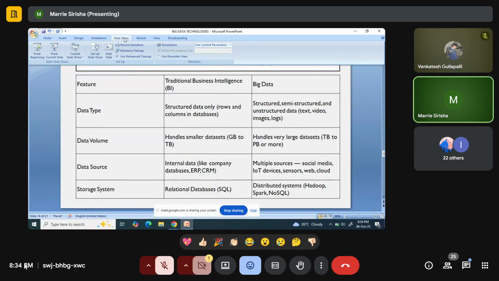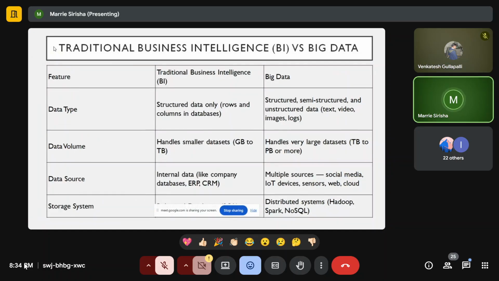And where we are storing this: traditional business intelligence uses the RDBMS, whereas in big data, it is stored in Hadoop, Spark, and NoSQL systems. This you will be learning more briefly in your next second chapter. But this is how it is stored.